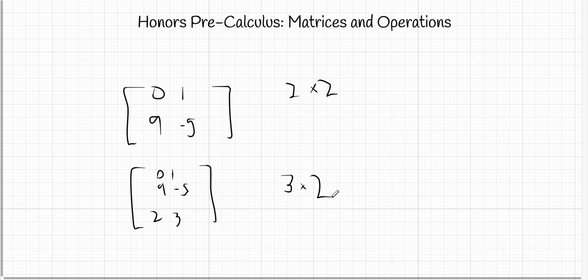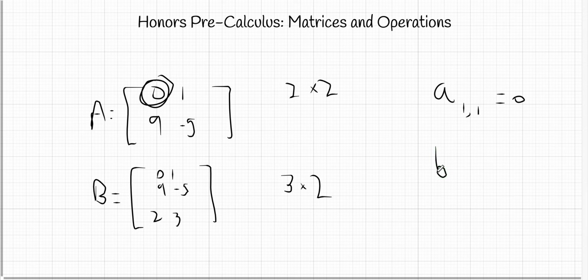And you can talk about any entry in a matrix. So if we say this is equal to A and let's just say this is B, you would use the lowercase letter a and say, for example, 1, 1. And that'll give you this element right here, 0. You can say b of 2, 1, and that'll be second row, first column, which will give you 9.